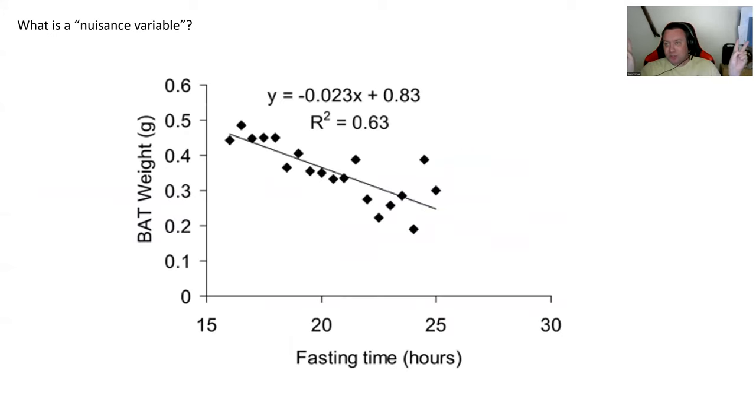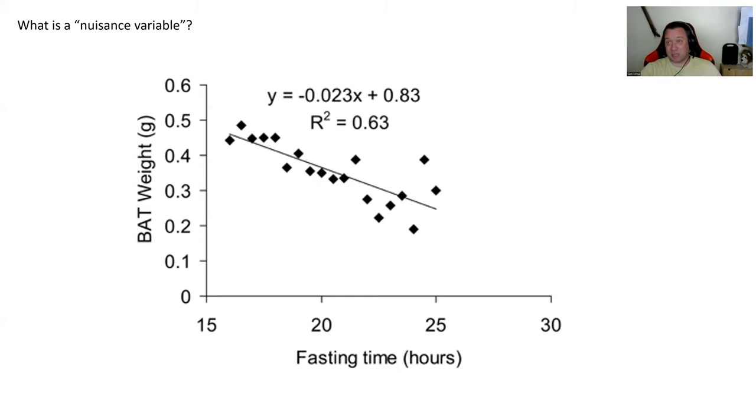So what is a nuisance variable? Well, you can see here a really nice example of this, and this is BAT weight. So BAT is a really plastic tissue in terms of its mass because it contains lipid droplets. And if you want to get rid of those lipid droplets from brown adipose tissue, you can do a couple of things. You can shove it in the cold for 24 hours and you'll basically remove almost all the lipid, or you can just fast the mice overnight and that'll burn through quite a lot of the lipid.